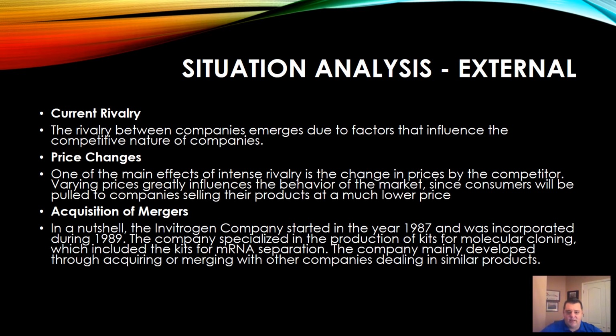Next, we're going to take a look at the situational analysis on the external side. First thing we look at is current rivalry. The rivalry between companies emerges due to the factors that influence the competitive nature of the companies. Next thing we take a look at is price changes. One of the main effects of an intense rivalry is the change in prices by the competitor. Varying prices greatly influence the behavior of the market, since consumers will be pulled to companies selling their products at a much lower price. The next thing we're going to take a look at is acquisition of mergers.